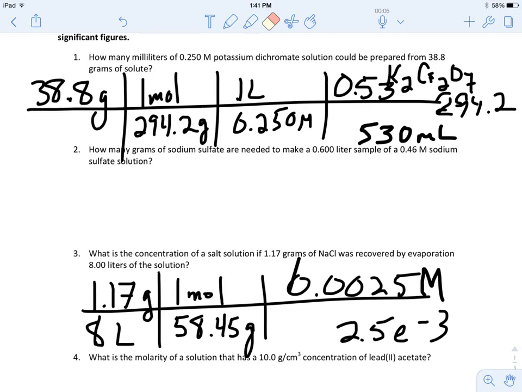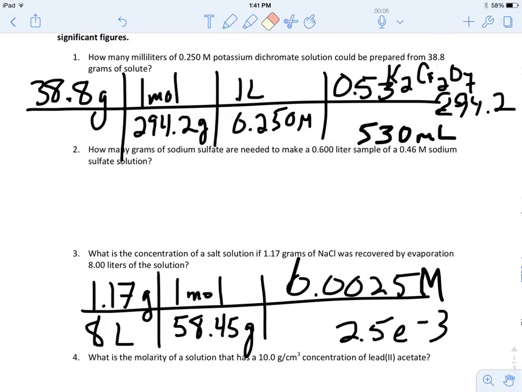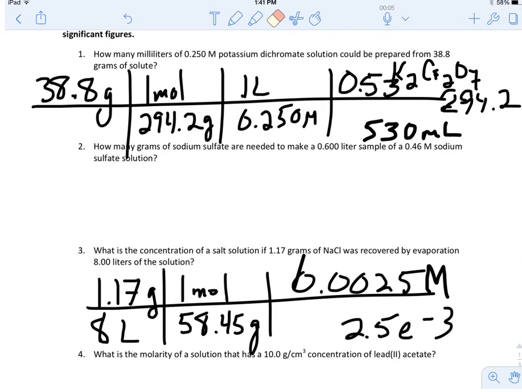We'll go back up to the top. Now we'll start with the even problems. Number 2, it's asking how many grams of sodium sulfate are needed to make 0.600 liter sample of a 0.46 molar sodium sulfate solution. So first of all, we want to come up with the formula for sodium sulfate, Na2SO4. Molar mass is 142 grams per mole.